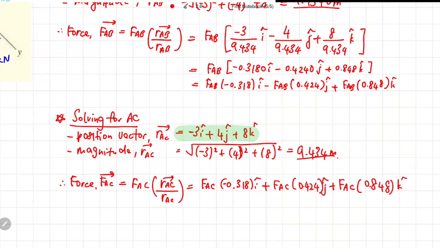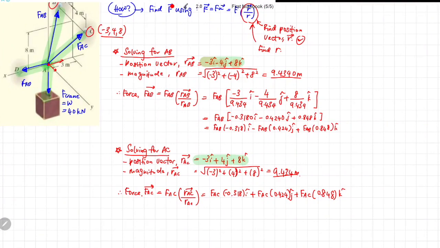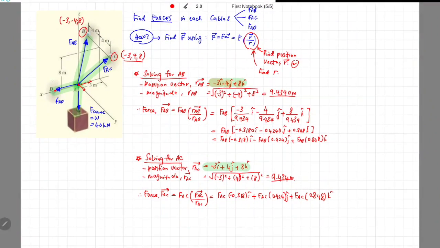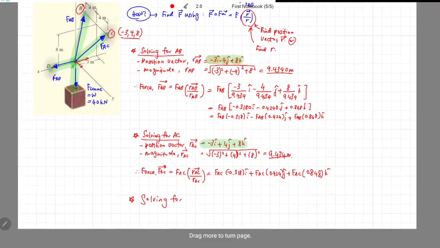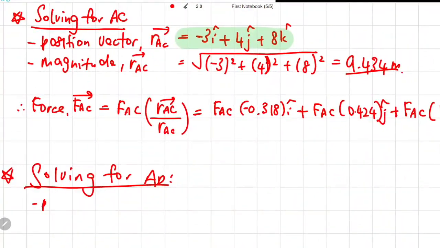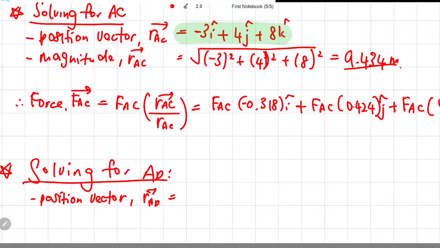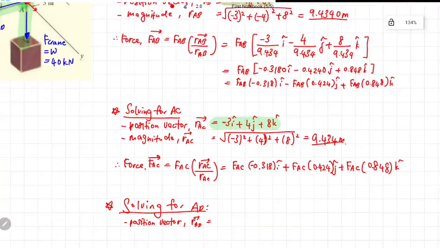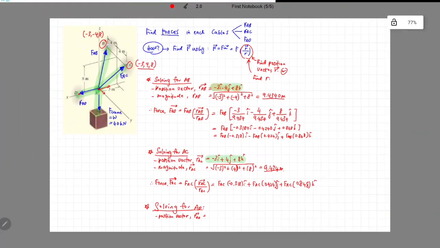This may look very confusing, but relax, jangan panik, bertenang, all is well, all is well. So you just proceed your further analysis by solving for the third cable, which is for cable AD. Step dia macam mana? Sama je macam sebelum ni. Cuma uniknya position D is we don't know what is the coordinate of position D.